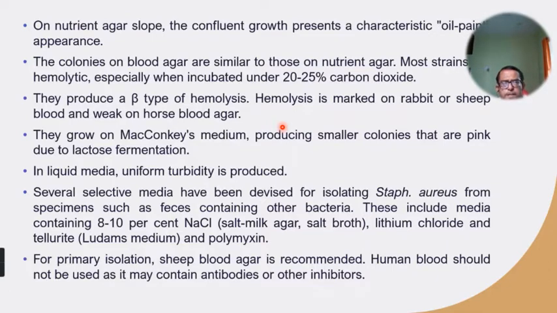Now human blood is not used for observing hemolysis, because it contains antibodies and other inhibitors which inhibit the growth of this bacteria. So that's why blood agar is not prepared from human blood. Sheep or rabbit blood is used for the blood agar preparation, which shows the hemolysis.